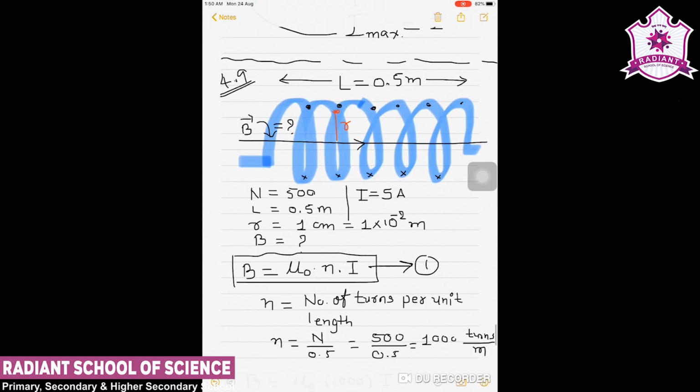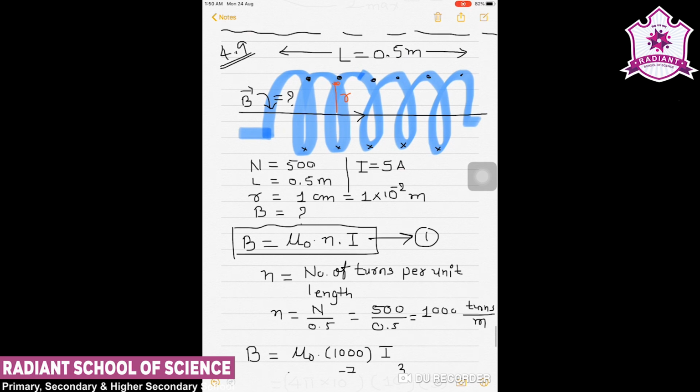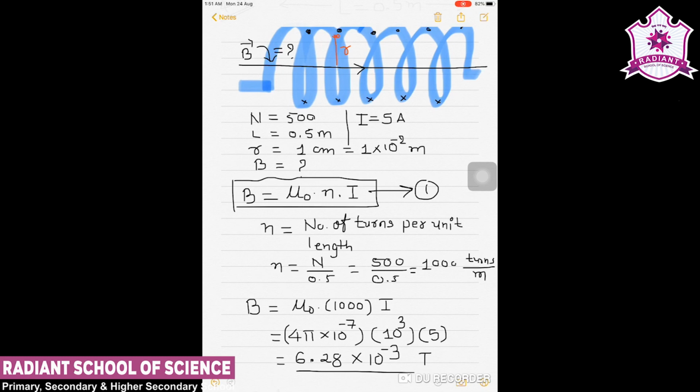What we have done, I would like to repeat in a fast manner. We are given a solenoid of length 0.5 meter. Here the current flowing is 5 ampere. The solenoid has 500 turns in it, and the radius of the solenoid is given as 1 centimeter. Now we have to find the magnetic field. We use the equation B equals mu 0 n I, where n is the number of turns per unit length. Here the number of turns per unit length is 1000 turns per meter, and therefore B equals mu 0 into 1000 into I.